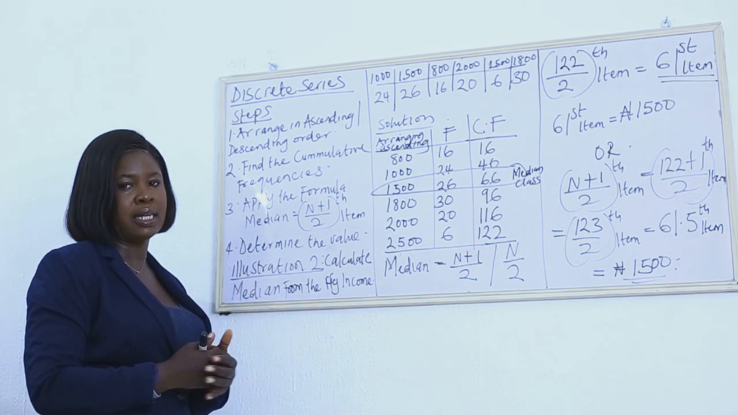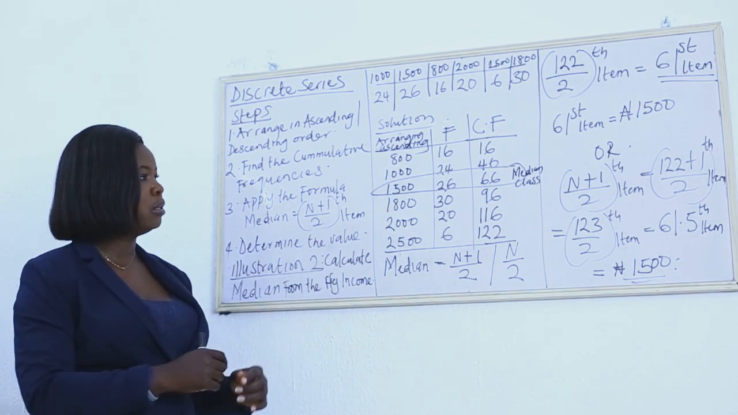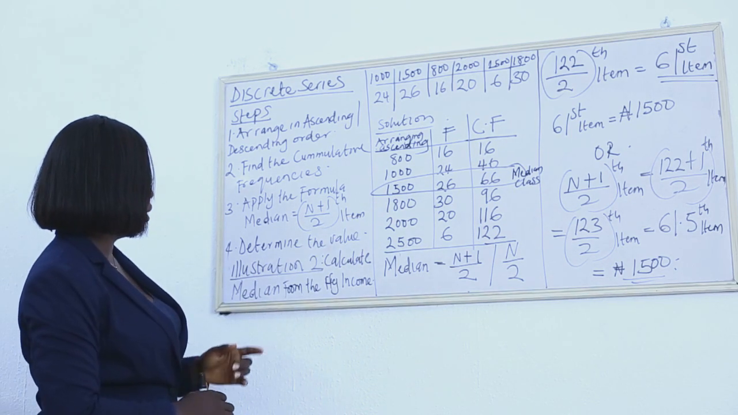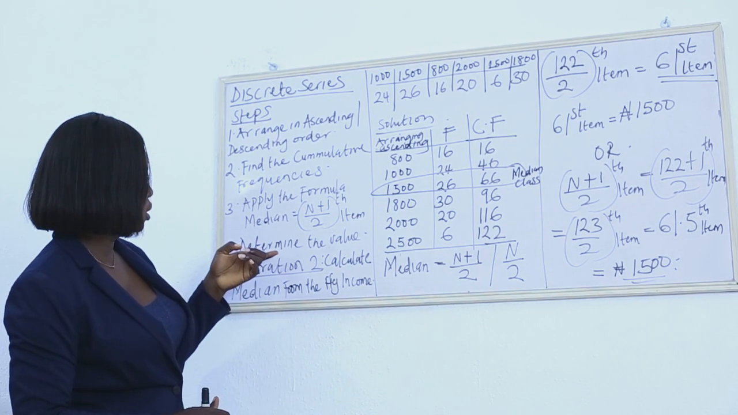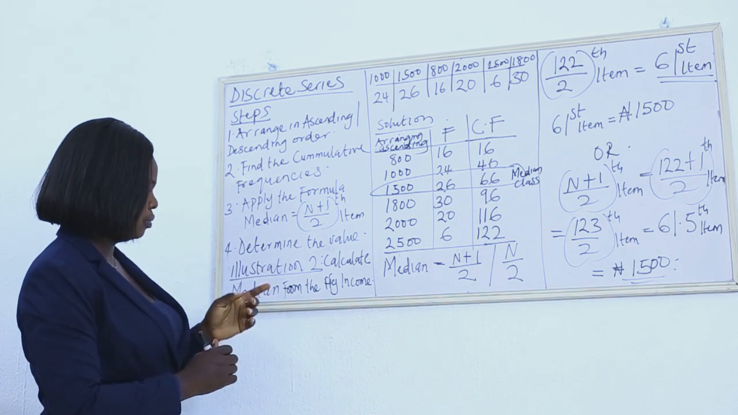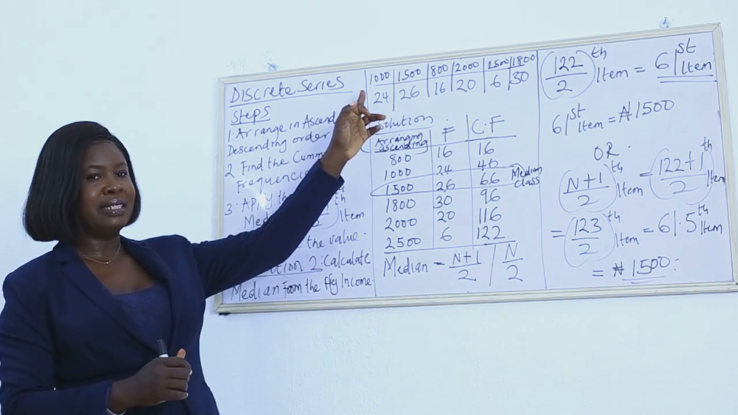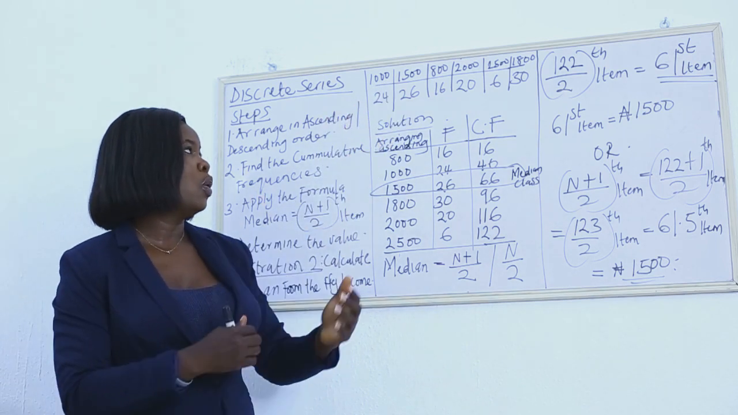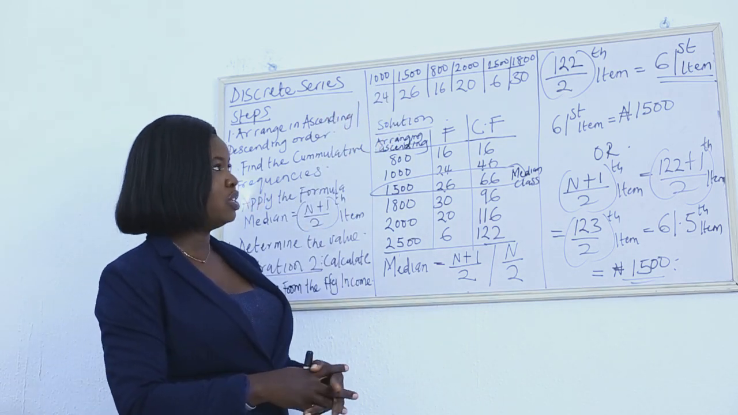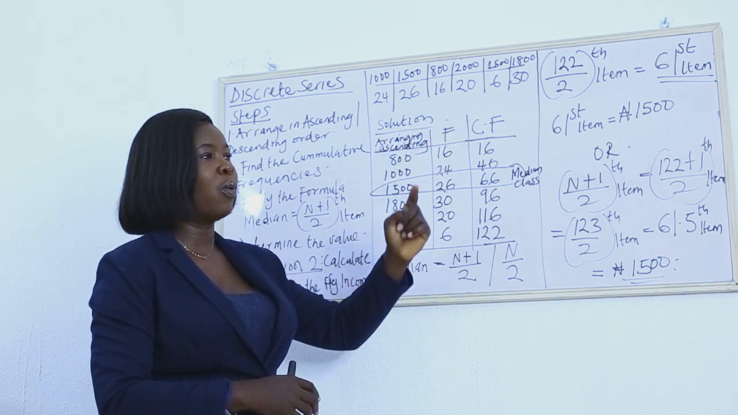But when n is negative, you need to add 1. I will explain further in the example. Then determine the value. The fourth says determine the value. Then illustration 2 says calculate the median from the following income. And these are the following income on the board: 1,000, 1,500, 800, 2,000, 2,500, and 1,008.